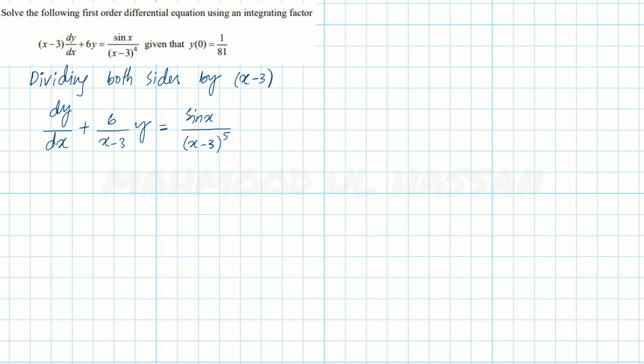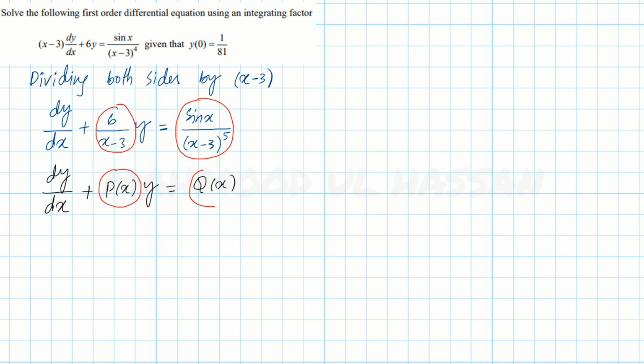Now we have to compare this differential equation with the standard linear differential equation. The standard linear differential equation is dy over dx plus p of x into y is equal to q of x. So here 6 divided by x minus 3 is basically our p of x, and the right hand side is a function of x, so this is what we call q of x. Our p of x is equal to 6 divided by x minus 3, and our q of x is equal to sine x divided by x minus 3 to the power 5. Is it okay?